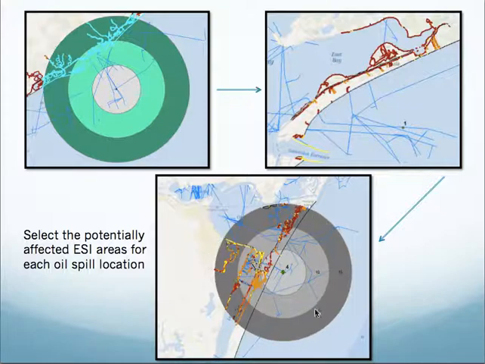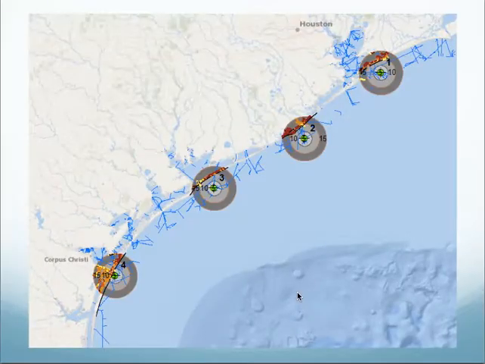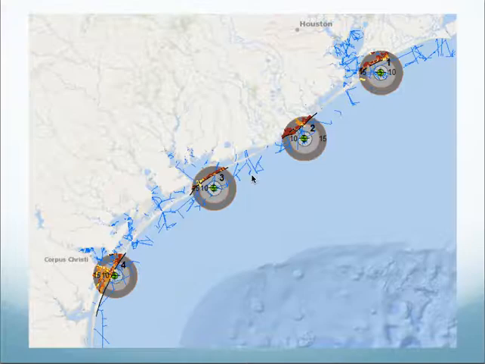And so you get a good layout of all the environments that could potentially be affected in a pretty short time if one of these pipelines were to break open or one of these platforms were to spill. So these are the ESI areas that would be affected by each oil spill location, and I've got it for each of my 4 locations. This is the first simple analysis that I did, just to select them out.